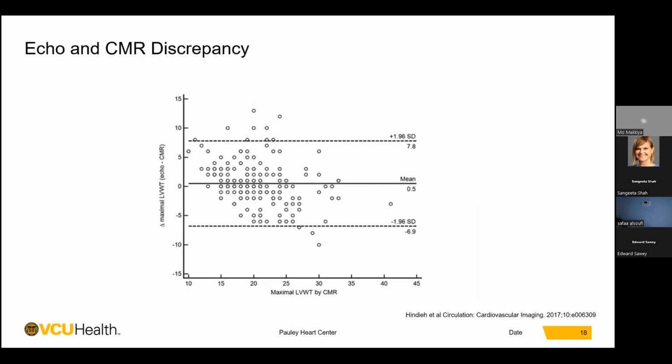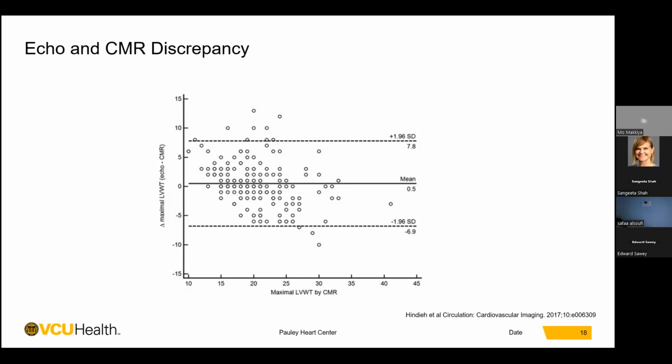Comparing phenotypes and measurements between echo and CMR is not like comparing apples to oranges for the most part. It should be similar. We are comparing the same thing. However, the technique is different, which causes the discrepancy in the measurements. And there is a variety of reasons for that. Technique is different. You're assuming geometric assumptions in echo, different in spatial and contrast resolution.